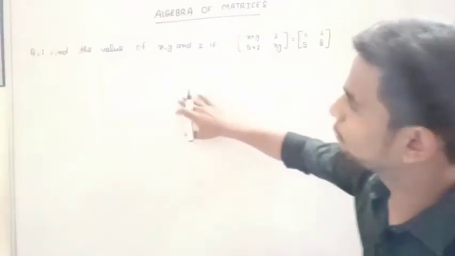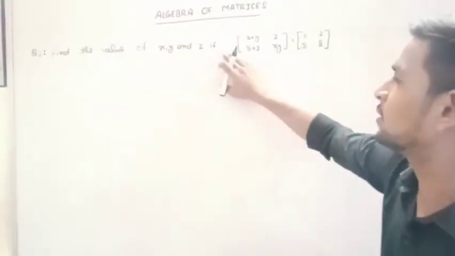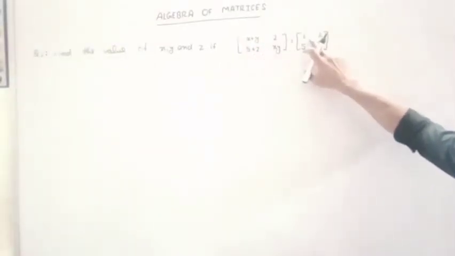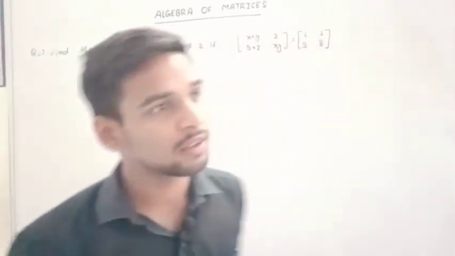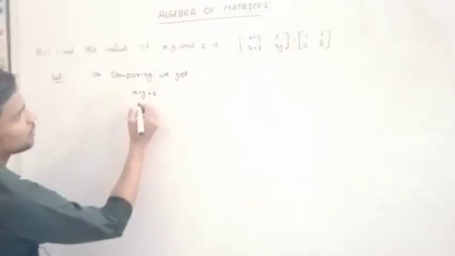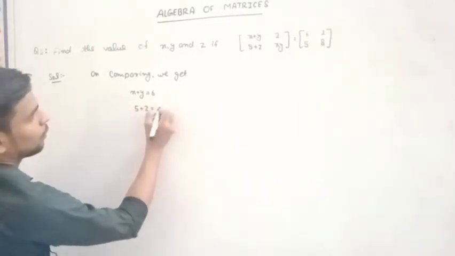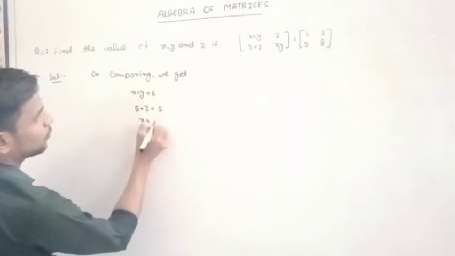In this question, we have to find the values of x, y and z, where we have given that the matrix with entries x plus y, 2, 5 plus z, xy will be equal to the matrix 6, 2, 5, 8. On comparing both matrices, what will we find? On comparing, we get x plus y is equal to 6, 5 plus z is equal to 5 and xy is equal to 8.